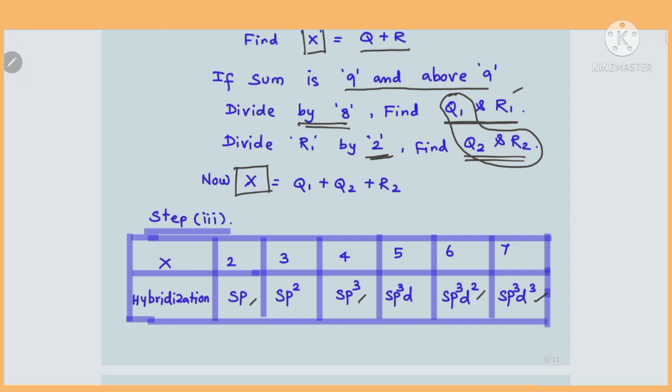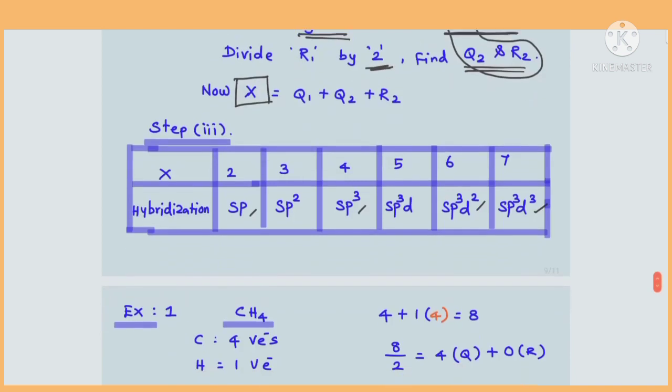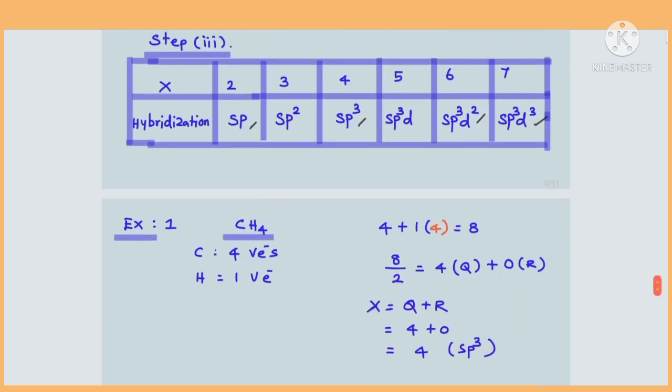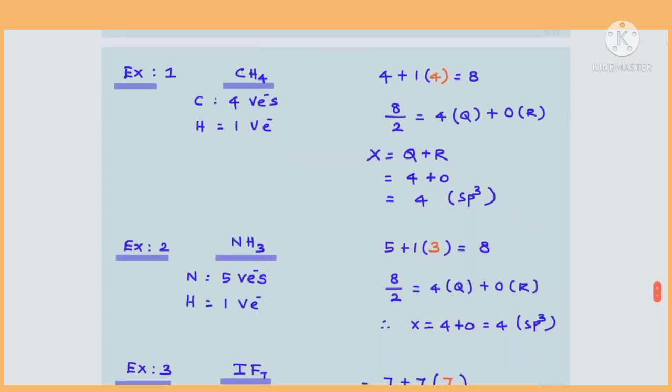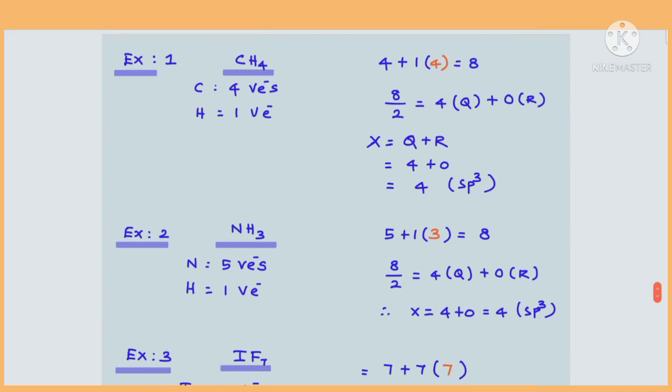Now let us see some examples of how to predict the hybridization of molecules. I have given CH4, the same example as in the previous video. First, as I said, you should know the valence electrons. Carbon has valence electron 4, hydrogen has valence electron 1. Now we are going to add all the valence electrons. The valence electrons of carbon is 4, and there is 1 carbon atom, so 1 into 4. Hydrogen has valence electron 1, but there are 4 hydrogen atoms.